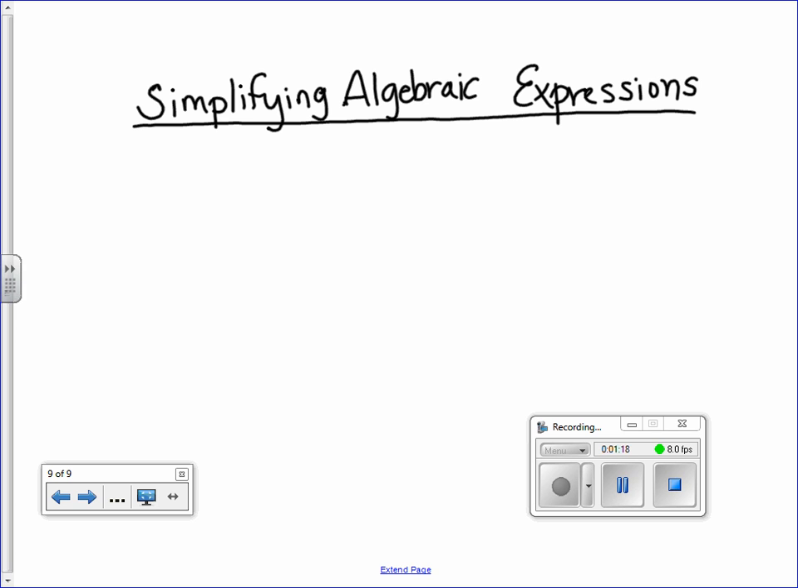to print. Alright, so simplifying algebraic expressions. There's two things here that I want to point out. First of all, let's talk about simplifying versus solving. Solve. That's a V, I promise. Alright, simplify versus solve. Simplify means that you have no more like terms and no more parentheses.